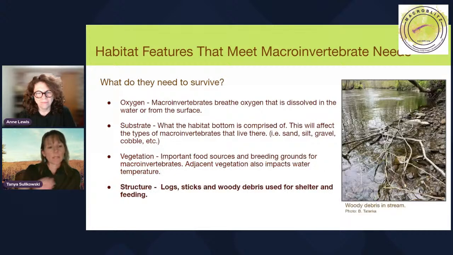And then the last habitat feature that we'll talk about is structure. So logs, sticks, woody debris are important things to consider when you're looking at habitat.